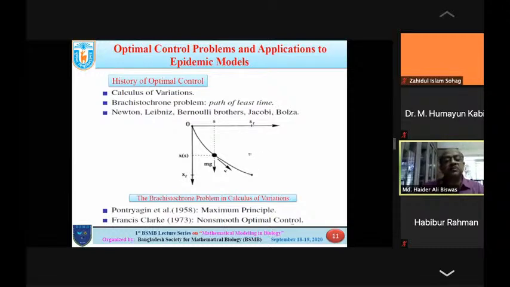It was Francis Clarke in 1973 who handled the non-smooth optimal control case. This is another development, another milestone in optimization problems. This non-smooth case was fully developed by Francis Clarke. So there are a lot of different theories developed under this type, but this is the foundation of the optimal control problem.